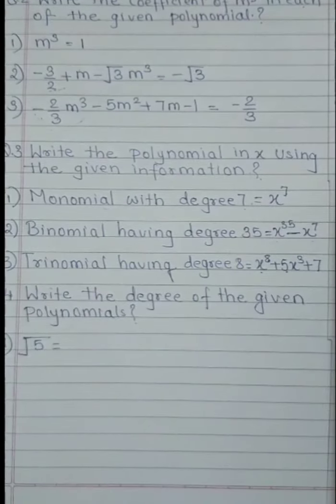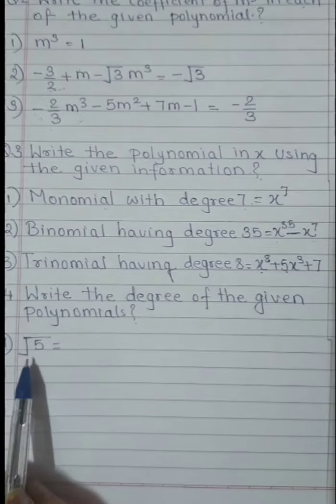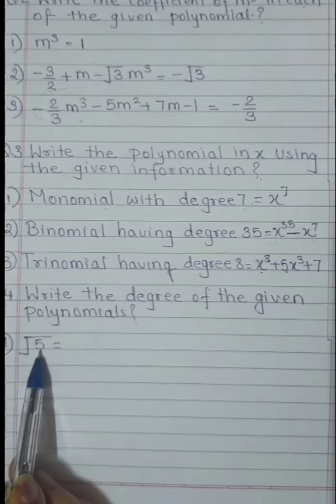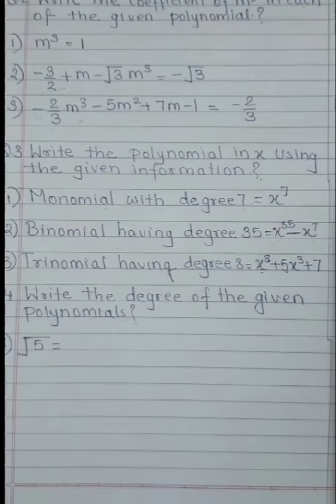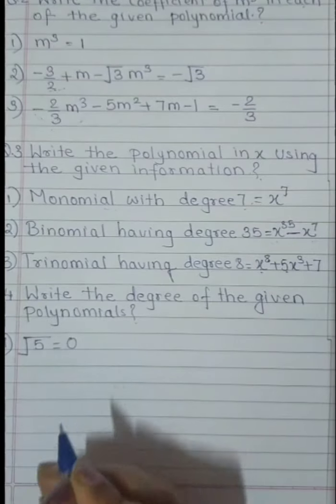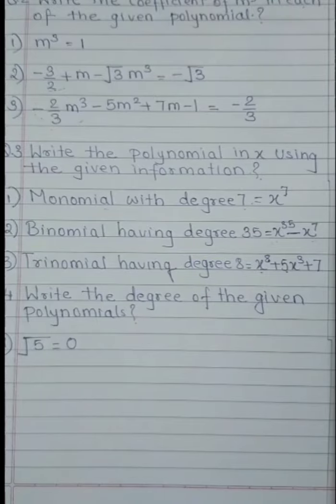The next question is what? Write the degree of the given polynomial. So here the first question is what? Square root 5 is given. Square root 5, if you remove the radical sign, what we will get? We will get 5 and it's a coefficient number. So it will give degree as 0. Okay, degree is 0 because there is no variable and it is a coefficient number. So degree will come 0. And square root 5 is a constant term.